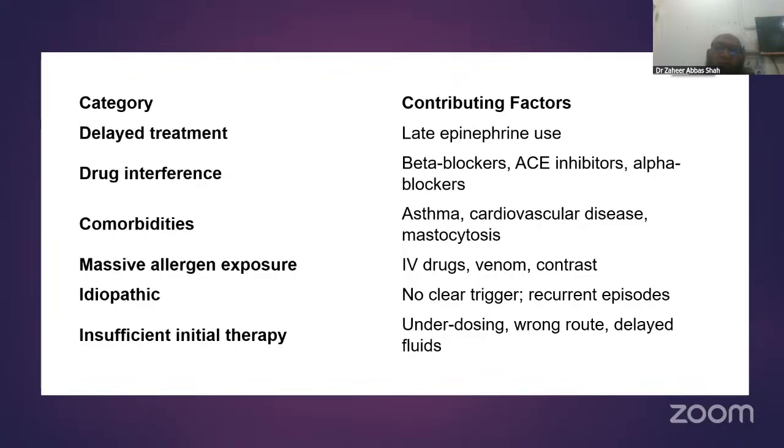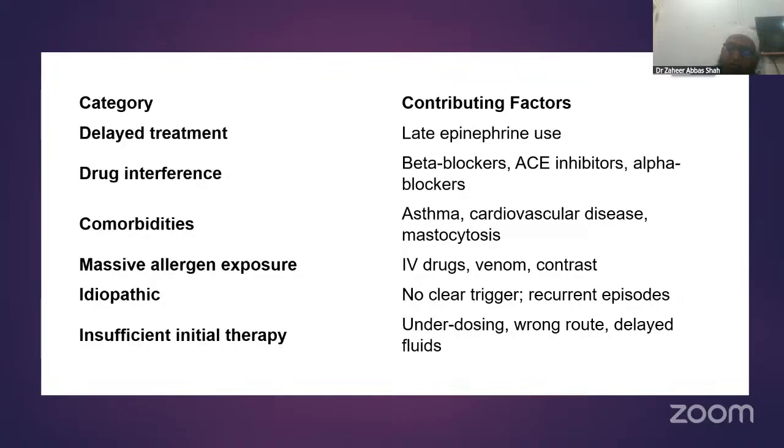I have spoken about beta blockers, ACE inhibitors, alpha blockers; comorbidities such as asthma, cardiovascular disease, and mastocytosis; massive allergen exposure, so venom or contrast or IV drugs; idiopathic, where there is no clear-cut trigger or recurrent episodes; and insufficient initial therapy. So underdosing, wrong route, or delayed fluids, or late epinephrine use.